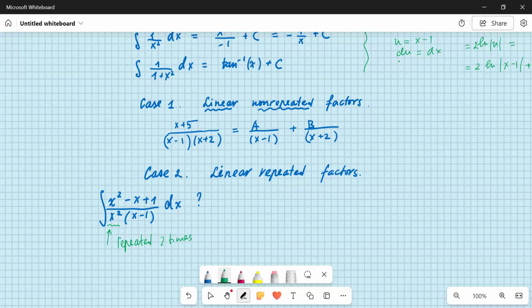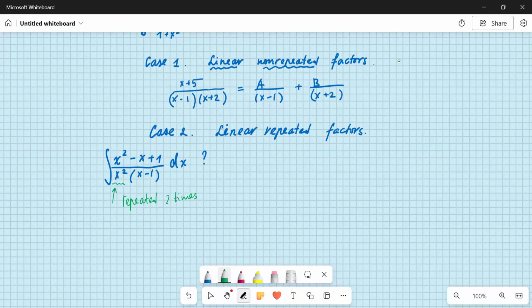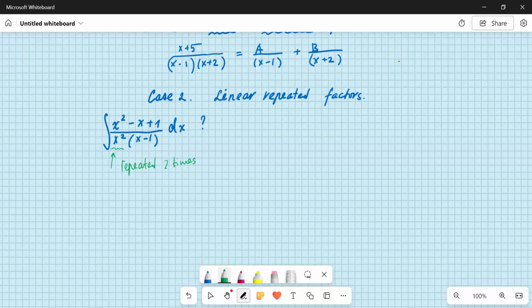How is my representation of the fraction going to be different from this? Please watch. I'm not going to do the integral right now. I'm going to first decompose my fraction, x squared minus x plus 1 over x squared times x minus 1. Look how my decomposition is going to be different. Normally, guys, if x was not repeated, I would have A divided by x, my first factor.